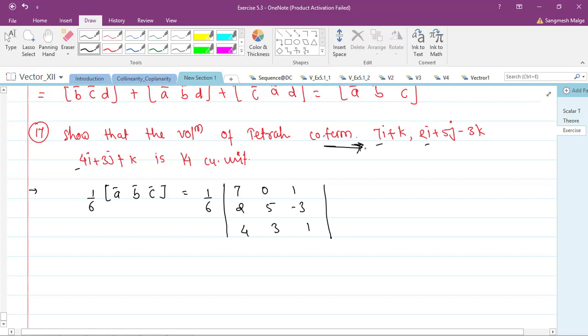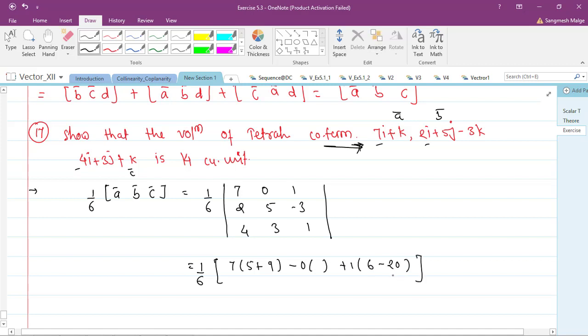Okay, left hand to right hand. So this is a bar, this is b bar, and this is c bar. If you interchange, you will get the negative sign. Okay, and if you take a cyclic interchange, then no problem, it's okay. But the standard thumb rule is that we consider it in the given way only. So let's solve this, which is equal to 1 by 6 into 7 into 5 plus 3, no minus 0 into something, let it be, plus 1 into 6 minus 20.